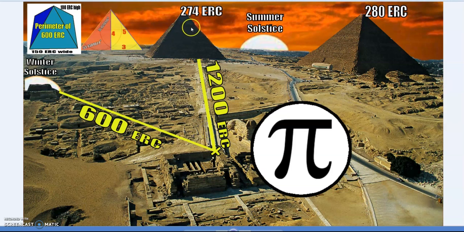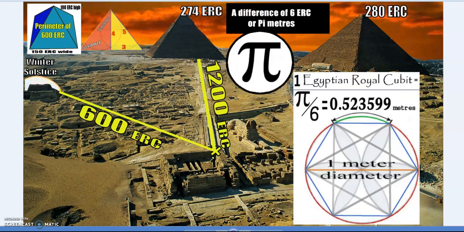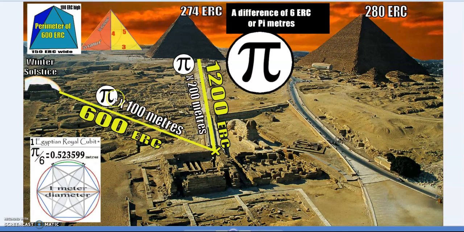So Khafre's pyramid is 274 Egyptian royal cubits high, or it was. We can get the base and then we get the angles. And the Great Pyramid is 280 Egyptian royal cubits high. That's a difference of 6 Egyptian royal cubits, or pi meters. A 1 meter diameter circle has a circumference of pi meters, or 6 Egyptian royal cubits. 1/100th of this distance, or 1/200th of this distance. Therefore, this is pi times 100 meters from the 0 point. This is pi times 200 meters from the 0 point to the Khafre pyramid.